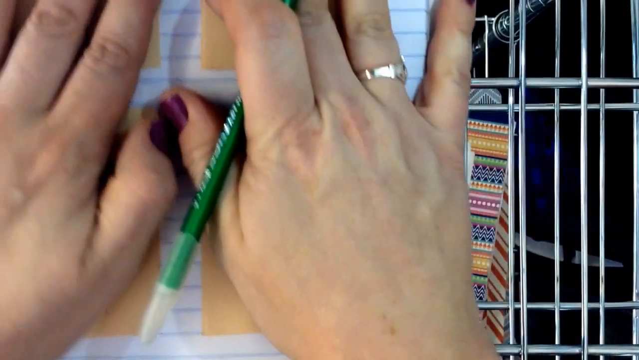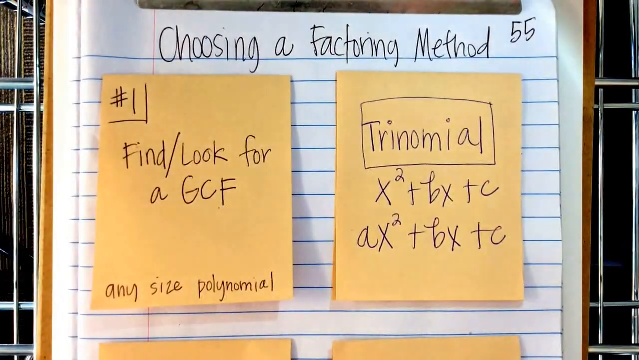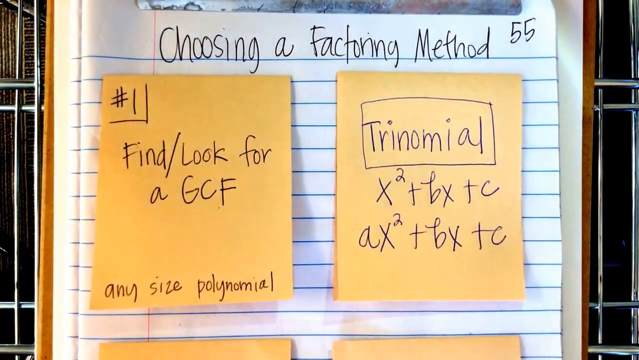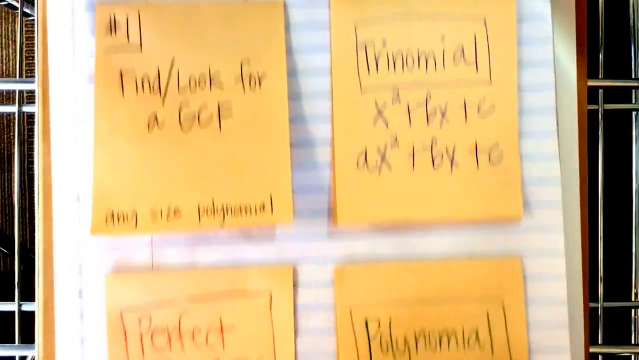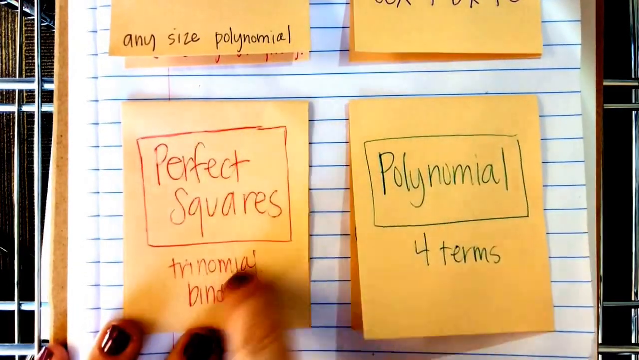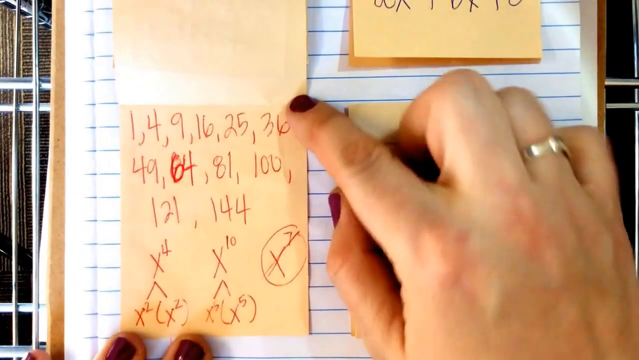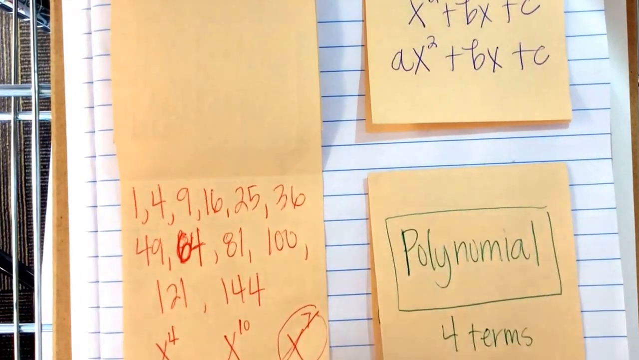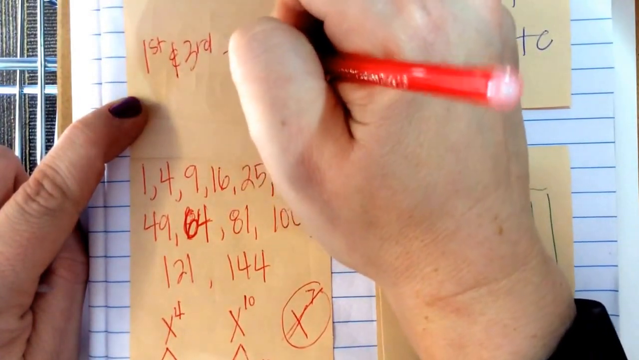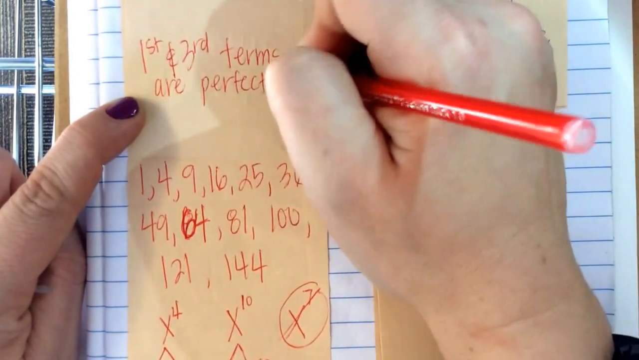All right, what's your first step when you're choosing a factoring method? Look for the GCF. If there's a GCF, factor it out. If there's not a GCF, move on. How do you know when to do the rules we learned yesterday? The perfect squares rules. How do you know when to use perfect squares? Alyssa? Let's write that in here. If the first and third terms are perfect squares.